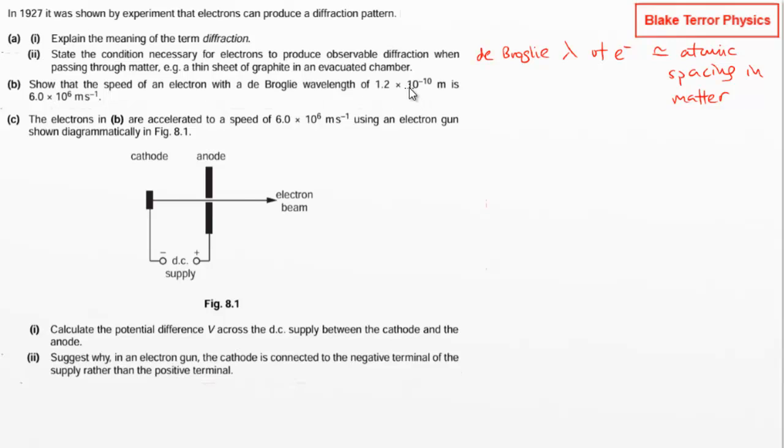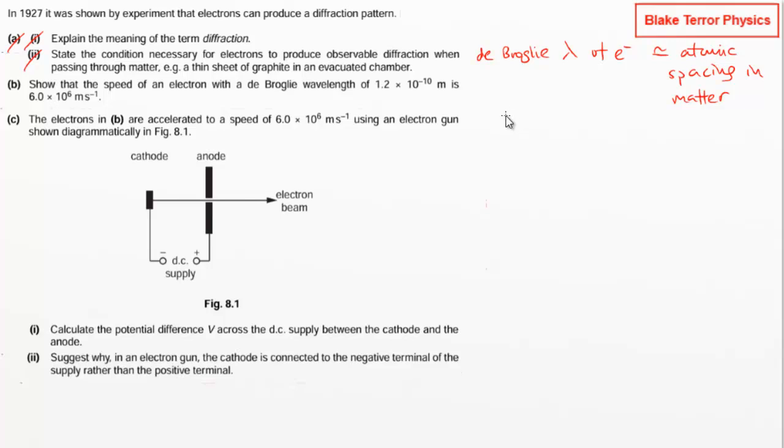It's the same thing that we always want with diffraction, isn't it? You want the wavelengths to be similar to the gap, and then we can produce observable diffraction. That's what it says in the question. So there we go. Show that the speed of an electron with that de Broglie wavelength is that.